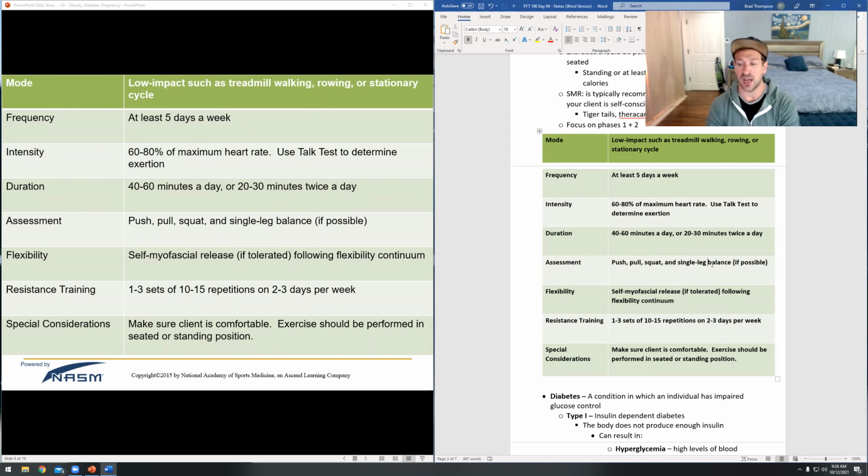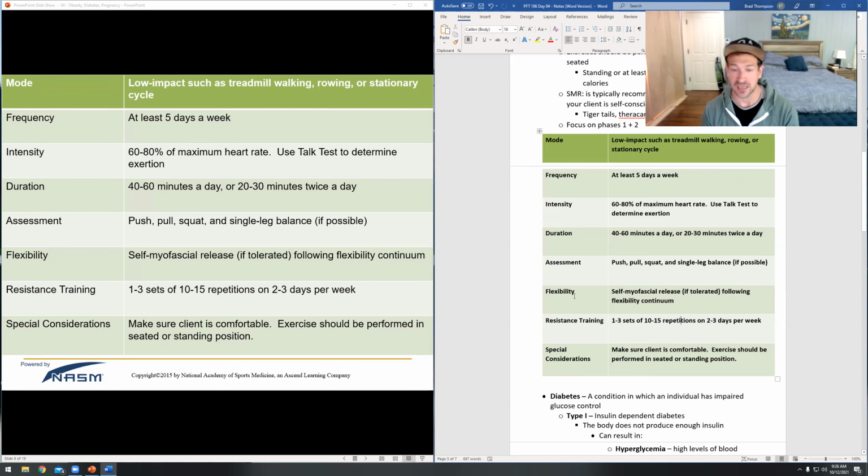Flexibility training, self-myofascial release is totally appropriate. It's fine if it's tolerated. If they don't feel comfortable or if it's painful, they can avoid it. But follow the overall flexibility continuum elsewhere. They can do static stretches, active stretches, dynamic stretches. All of those are going to be really great for your clients, depending on where they are in their training. And then in general, we're going to go about 1 to 3 sets of about 10 to 15 repetitions, 2 to 3 days per week.